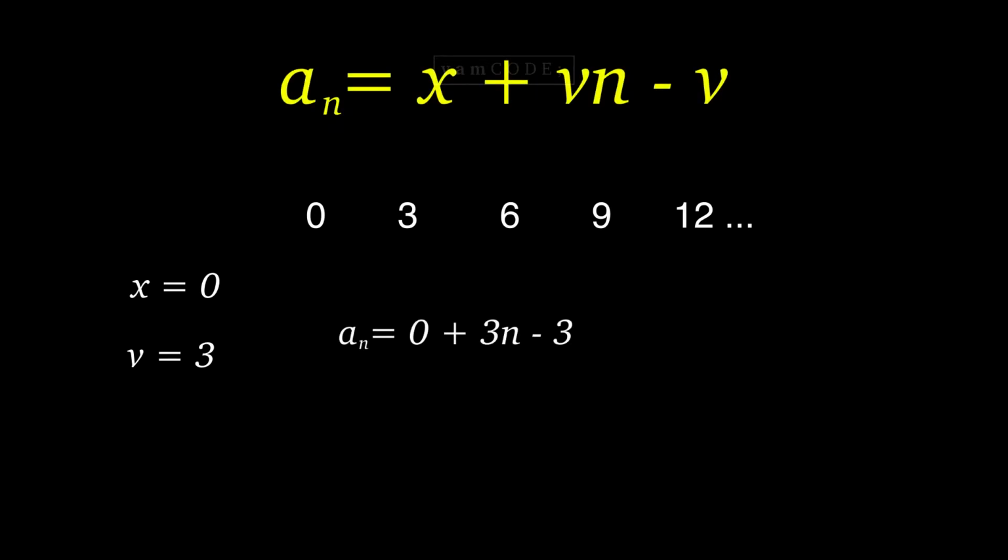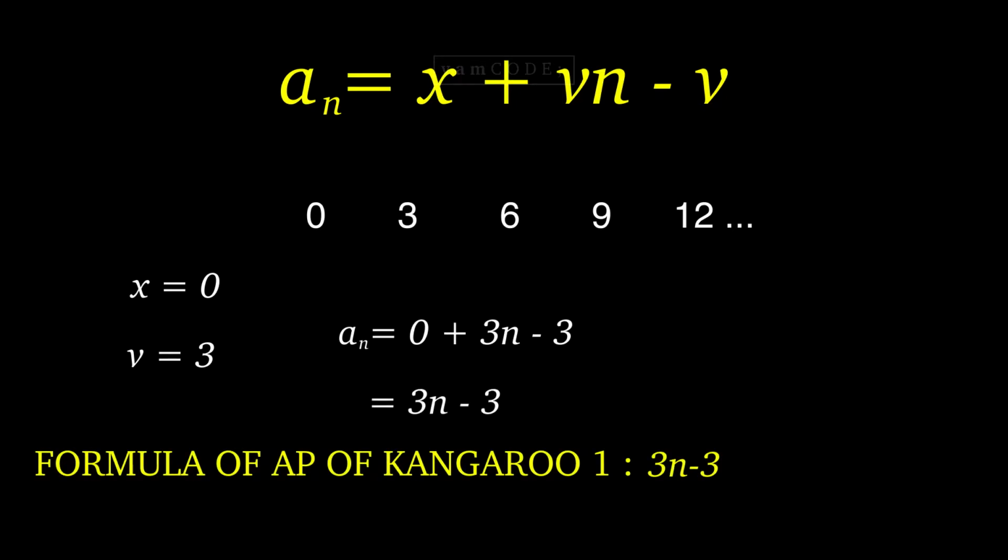Let's take our first kangaroo. The starting position is at 0, so we put X equal to 0. Next, the velocity of kangaroo 1 is 3, so we put V equal to 3. Filling this in our formula, we get 0 plus 3n minus 3, or 3n minus 3. And this is our formula for the AP of Kangaroo 1.